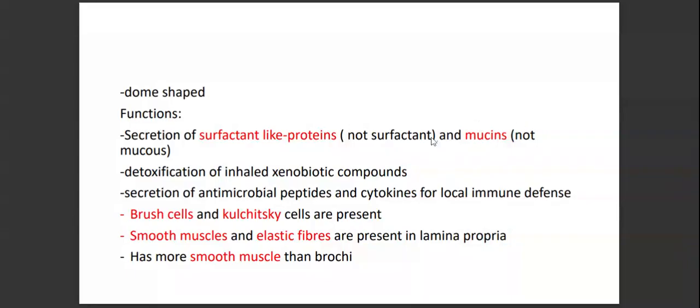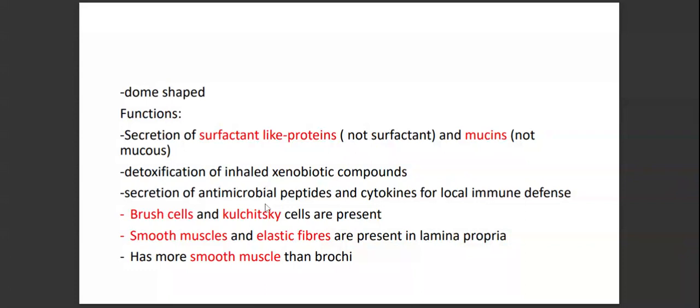The other function of these cells is that they detoxify inhaled xenobiotic compounds. So this is your homework now. Go and find out what the xenobiotic compounds are.